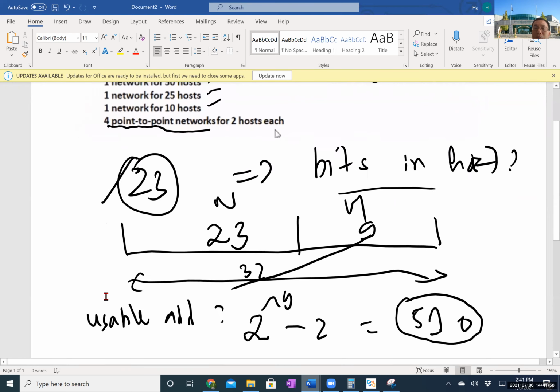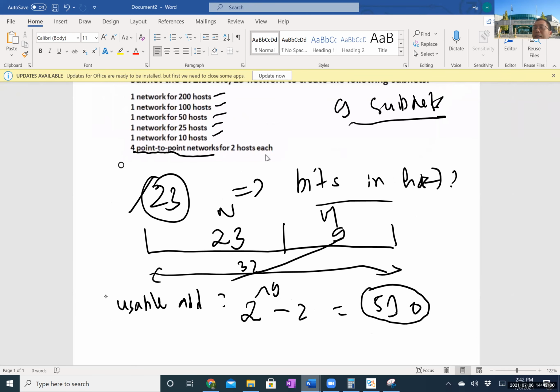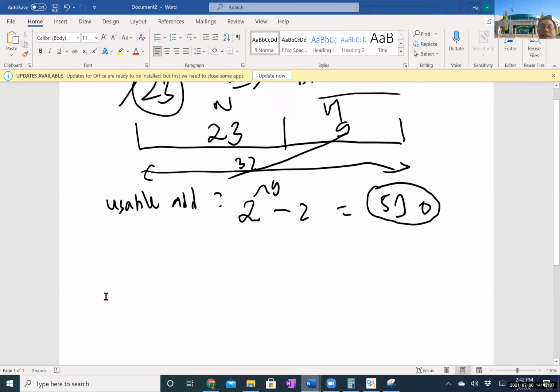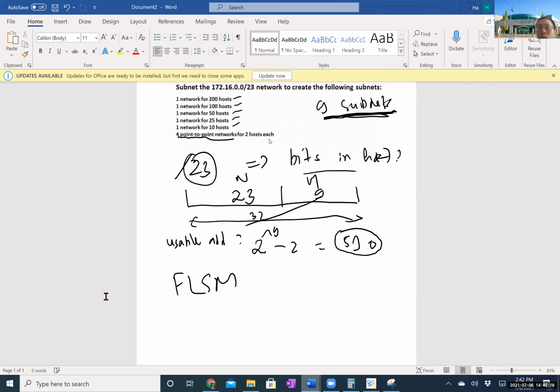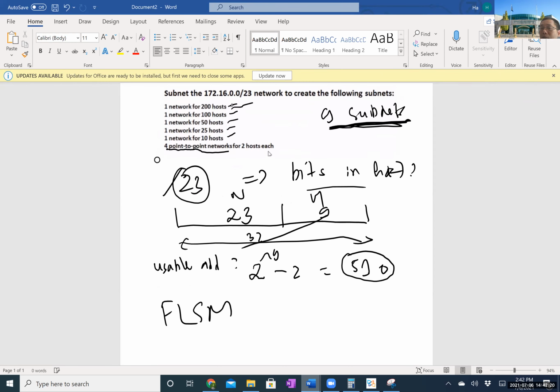Now think about this one. You need 9 subnets, and in total we have 510 here. If you want to work with equal subnets, with a fixed length subnet mask, that means you have to stick to the largest one in order to have enough room to support every subnet here. So if you're working with the fixed length subnet, you have to work with the largest one.